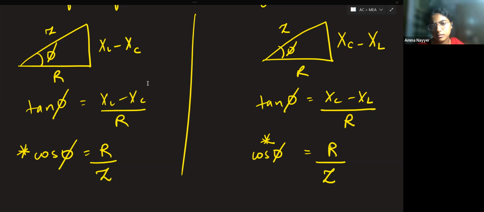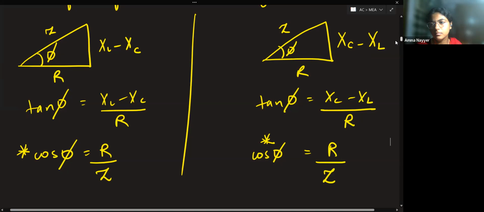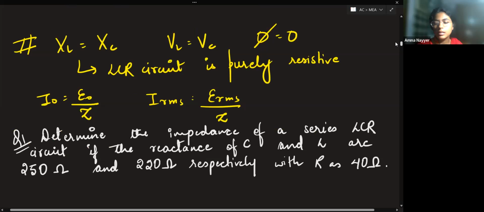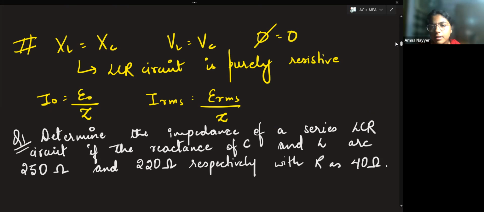Done? Now see, XL is equal to XC. VL is equal to VC when your phi is 0, phase difference is 0. So XL is equal to XC, we'll see it again. In that case, you have a purely resistive circuit. You call that circuit a purely resistive circuit.